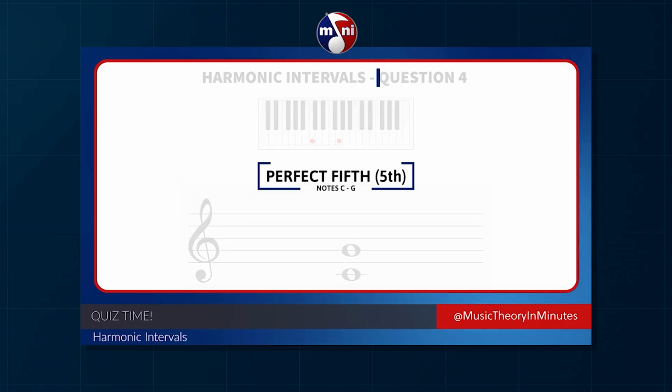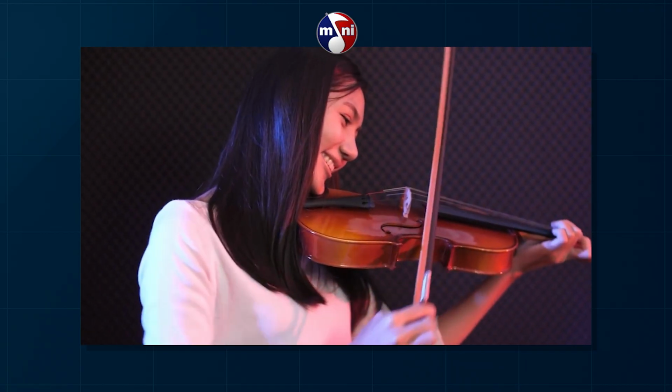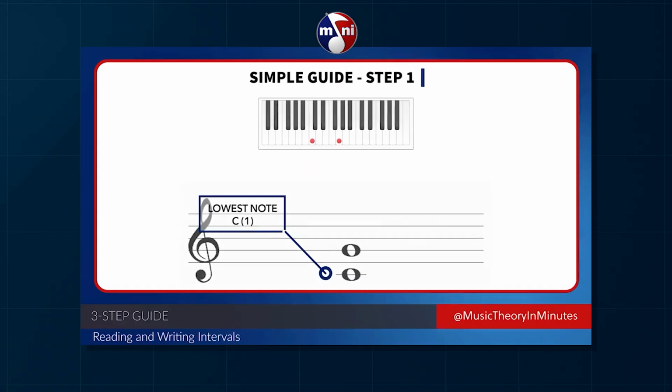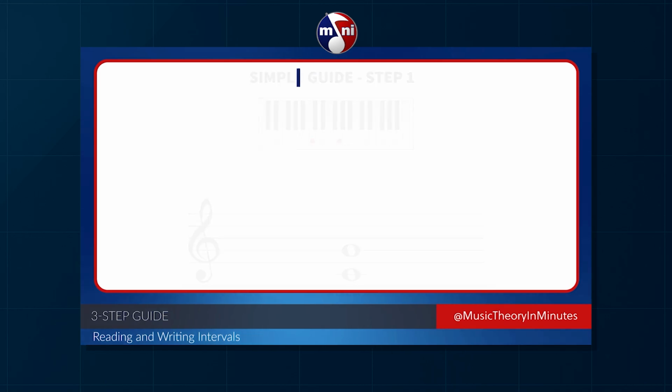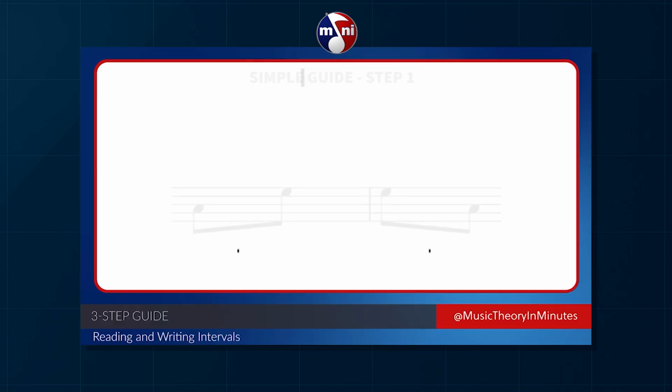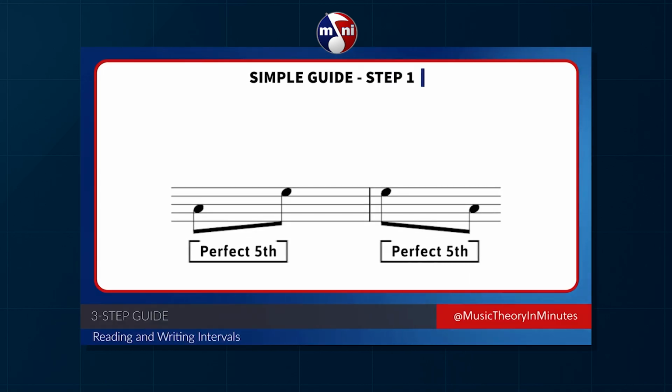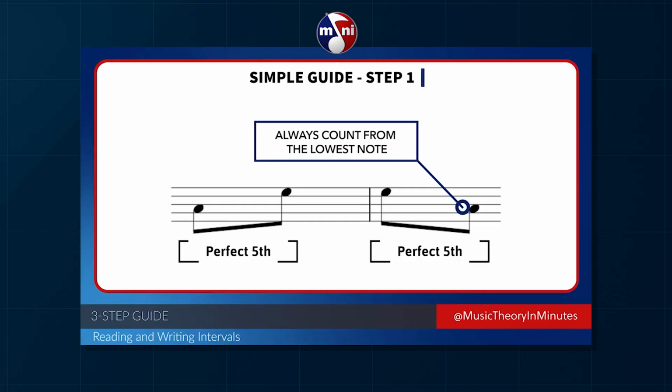As I mentioned earlier, and being a man of my word, we now have a simple 3-step approach to intervals, which will take your knowledge to the next level. Step number 1, always identify the lowest note. In this case, we're using a middle C. Count this note as number 1. Always start counting from the lower note, no matter what order you play them.